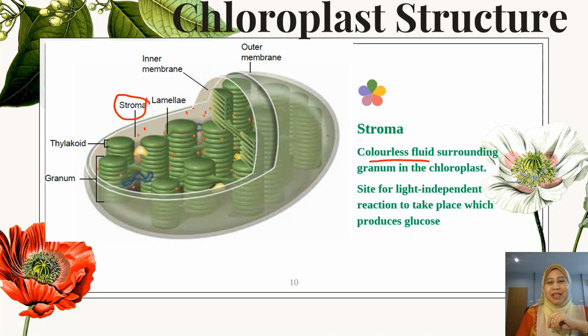And stroma is the site for light-independent reaction of photosynthesis, that is to produce glucose. Remember just now, the light-dependent reaction is happening in thylakoid, whereas the light-independent reaction of photosynthesis occurs in the stroma.